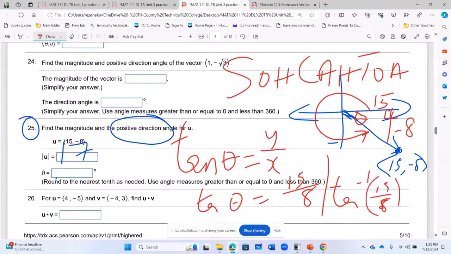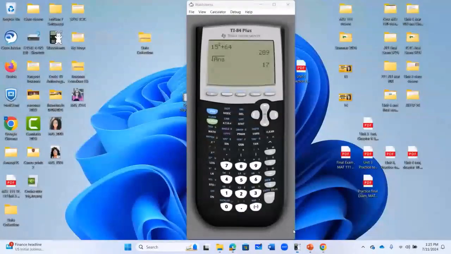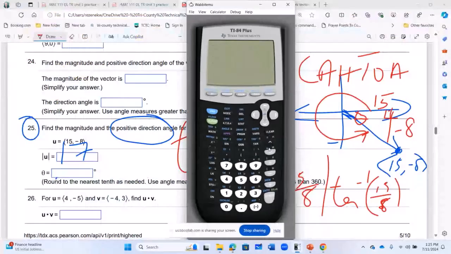So let's do that. I'm going to get my calculator and clear. I find tan inverse of 15 divided by 8. I'm getting the reference angle. When I get this angle, the reference angle is 61.92, and you don't want to subtract yet. So I'm going to store this angle in my x.